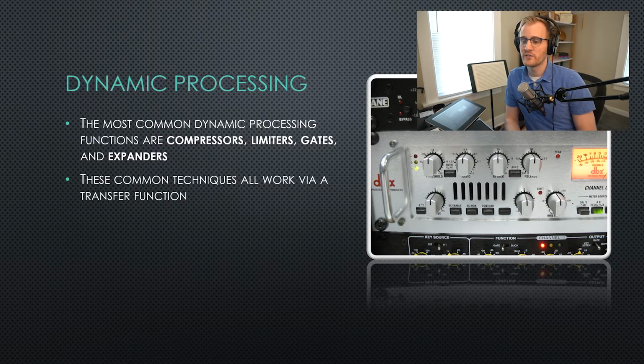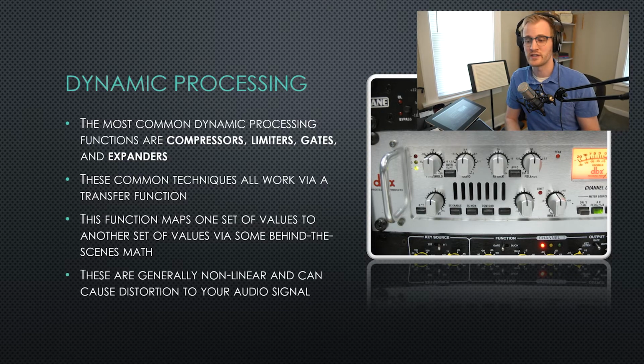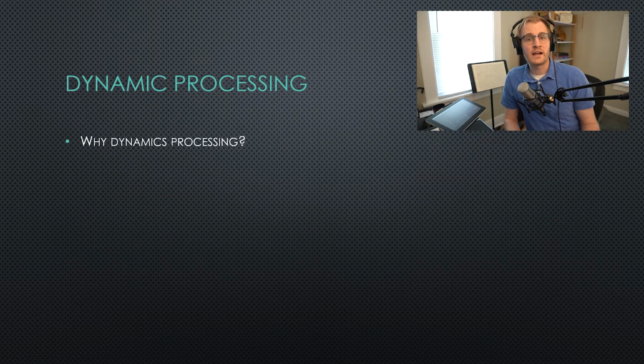All of these techniques work via what we would call a transfer function, and that function maps one set of values to another set of values via some behind-the-scenes math. For now, we don't need to worry about that math, but we want to have some idea of what the results of that function are. We can also say that those are generally non-linear, and they can cause distortion to your audio signal. So it's worth noting that all dynamic processing runs the risk of changing your sound to some extent, potentially in a negative way, or potentially leading to a distortion that you did not intend. But if you use these things well and carefully, and if you are active in terms of your listening, you can avoid those issues. So why dynamics processing at all?